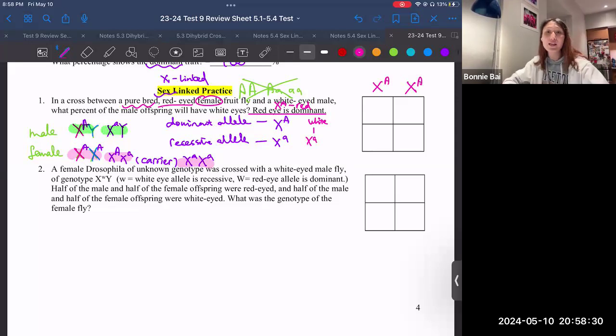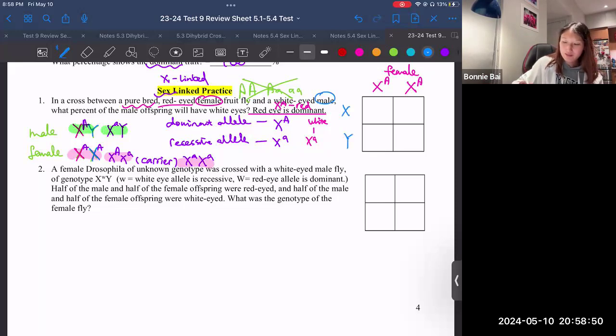It's just like your regular big A, except you have to attach the XX to represent this is the actual female. And then we're looking at the male parent. The male parent is a white-eye male. The male part tells you it's XY. The white-eye part tells you it's X little a Y. Okay? It's the only way. You can't have a heterozygous male. A male is either dominant or recessive because you only have one shot.